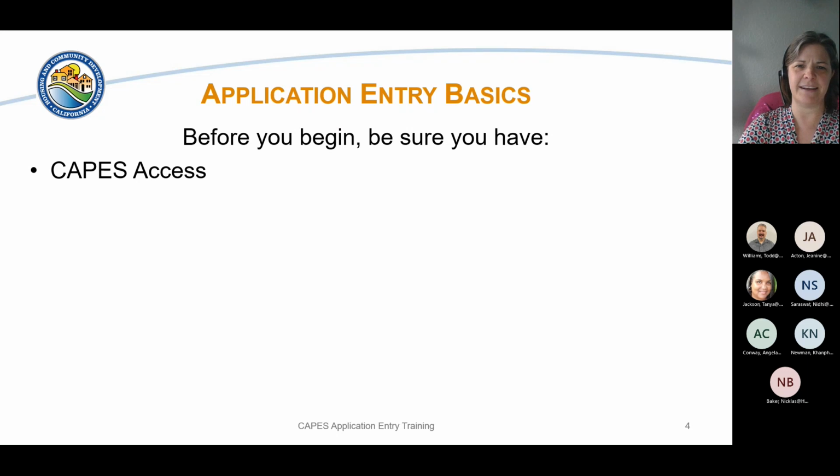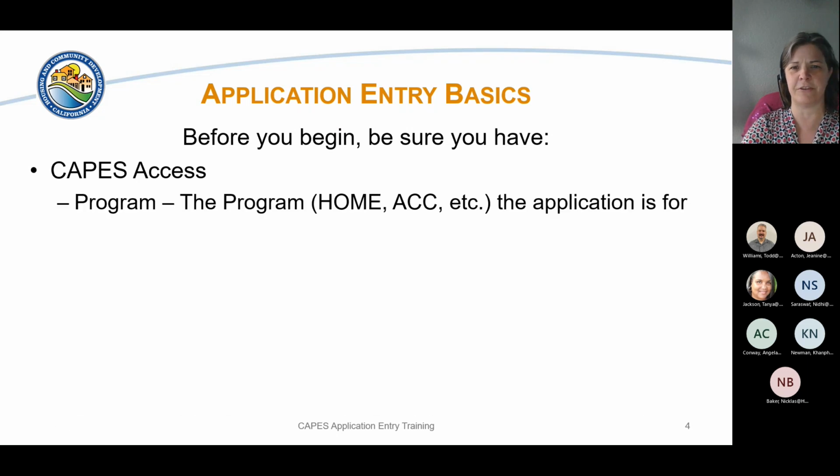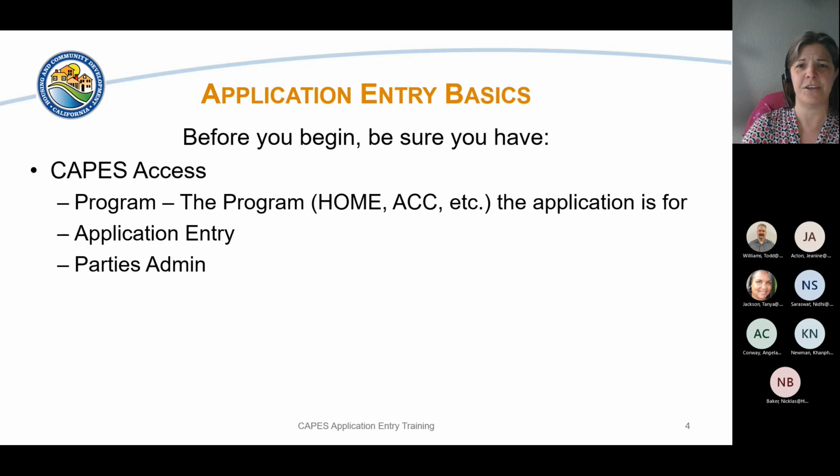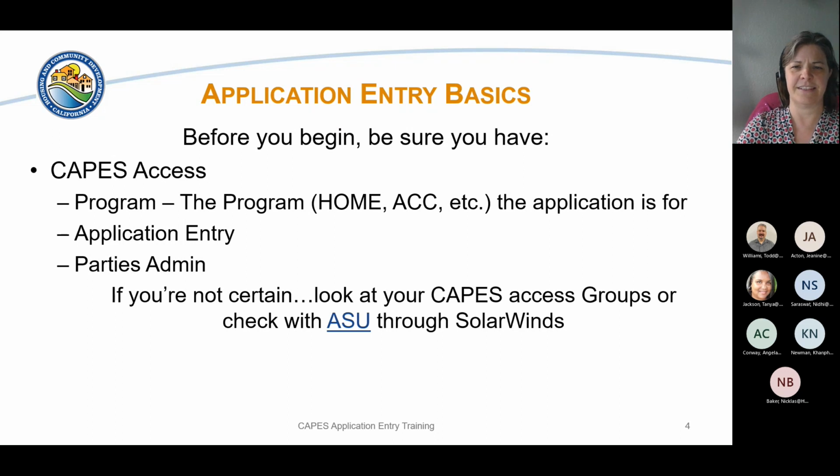In terms of CAPES access, you'll need access for the particular program if you don't have access to all programs. In terms of security groups, application entry is one of the main ones you'll need, but typically also parties admin. If you're not remembering parties admin, that is the access to add and or edit parties, that is any individual or entity in CAPES. So especially at the application stage, this is one of the times where we may be needing to add new data in. And as we go along, we'll take a look at CAPES access.